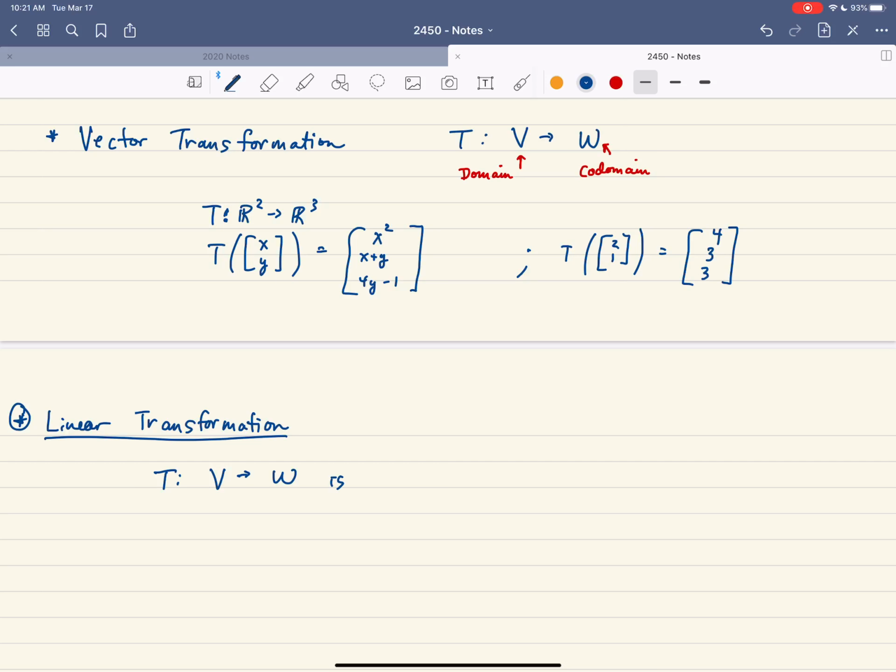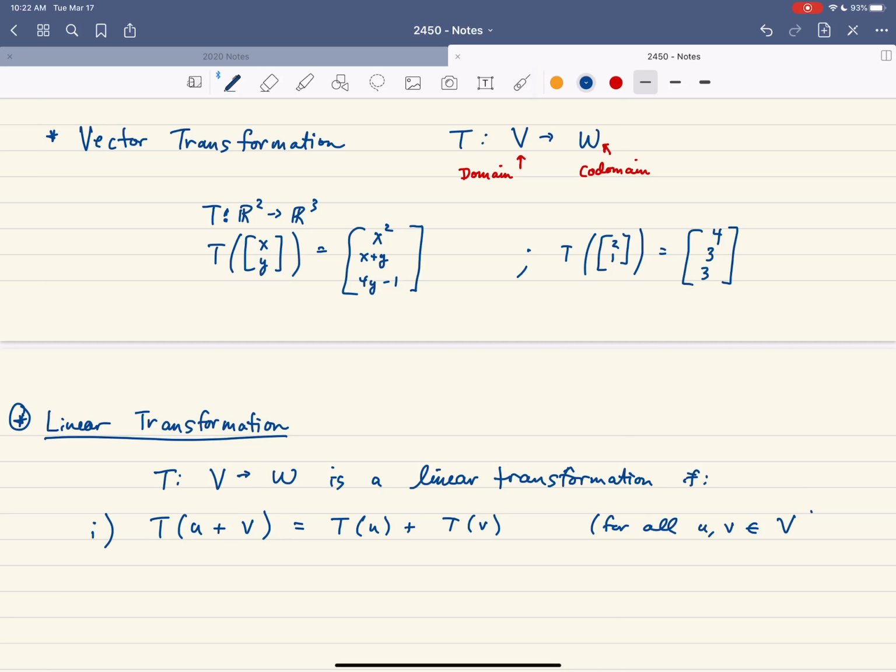But this transformation is going to be a linear transformation if it has the following properties. One is what's called additivity. So whenever I take two vectors, u and v, T of u plus v is the same as plugging in T of u plus T of v. And I want this to hold for all vectors u and v in our domain. That's the first property, so that's called additivity. In fact, let me write that. This is called additivity.